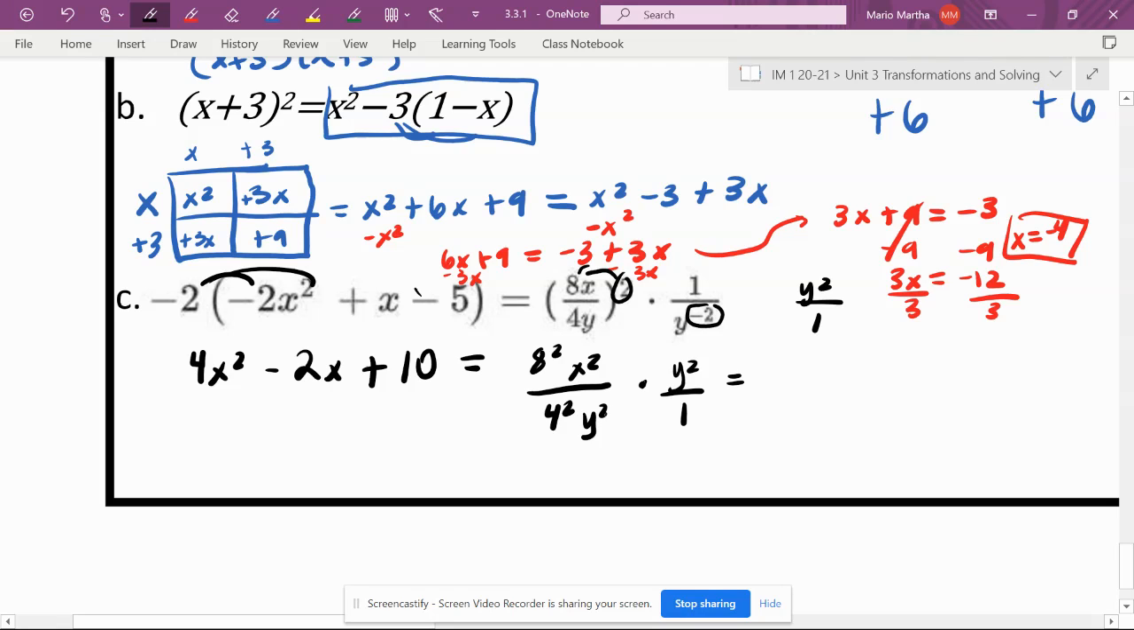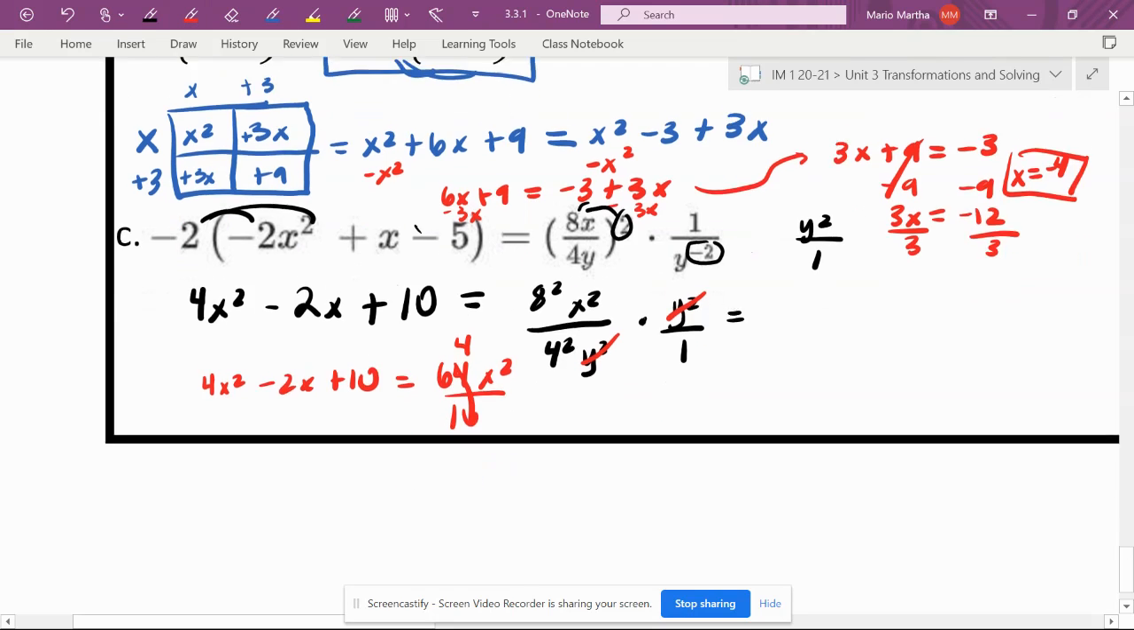And again, here we can simplify the right side. If you notice, you have a y squared on top and a y squared on the bottom, so that one actually goes away. And then over here, everything stays the same. So that's 4x squared minus 2x plus 10 equals 8 squared. 8 times 8 is 64x squared. And then 4 squared is positive 16. And then no more y's. So 64 over 16 is positive 4. So I'm going to simplify that. All right, let me continue down here.